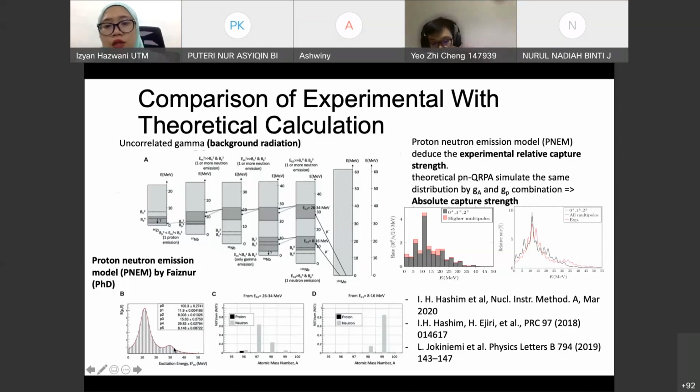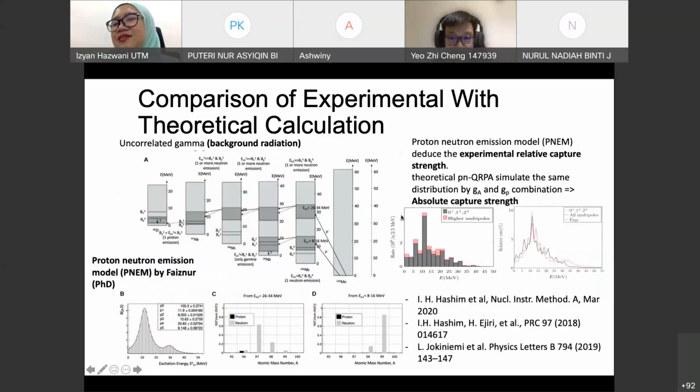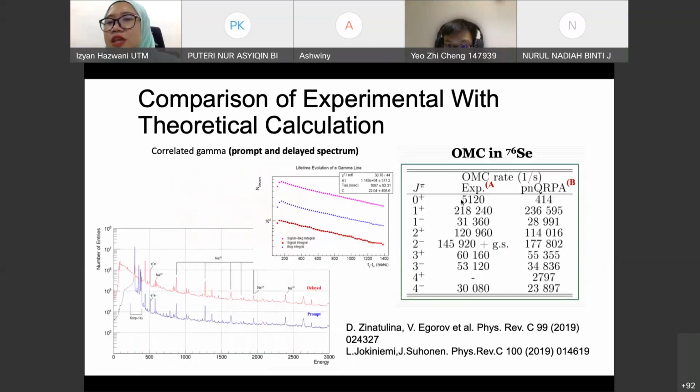Actually, this capture distribution value is the same as this value. Only this is the illustrated part and that one is the written part. When we compare with experimental, the one coming from our model, and then the black coming from pnQRPA, we will obtain this absolute capture strength. What the absolute capture strength does is the sum of 1, 2, 3, 4, 5, 6, 7, 8. So we sum up all of this. This is called partial capture, and the offline analysis is the total capture.